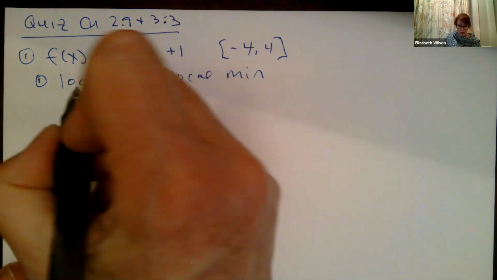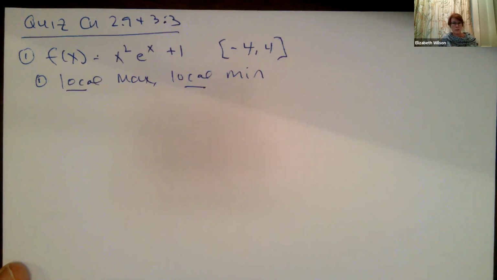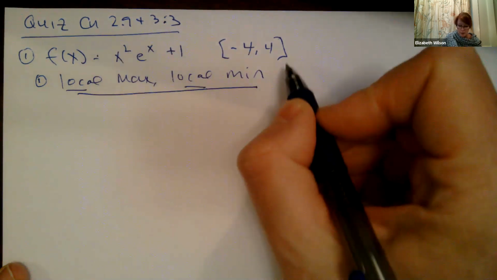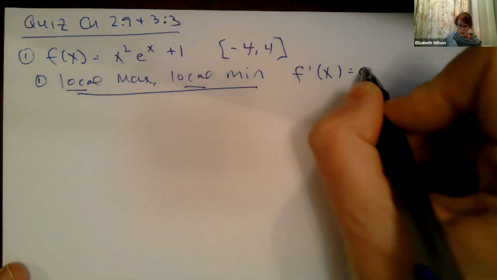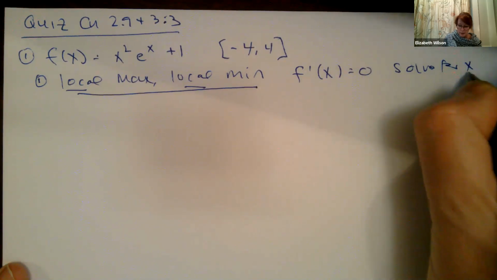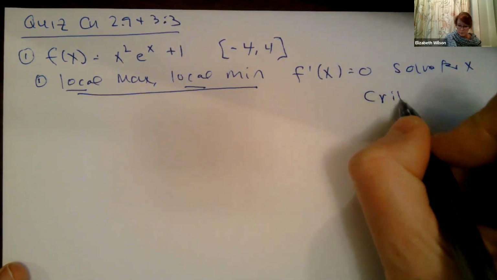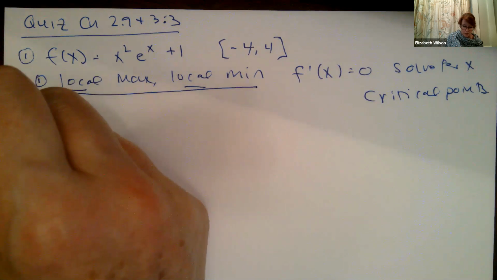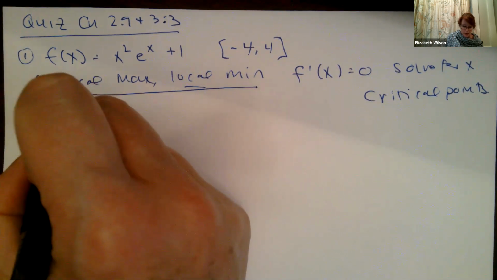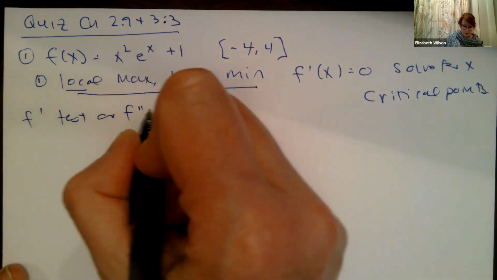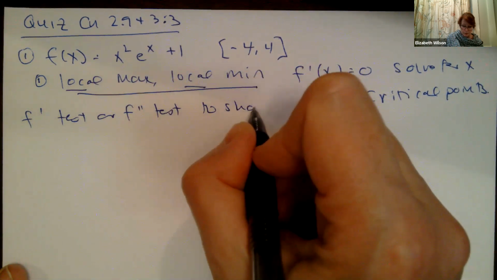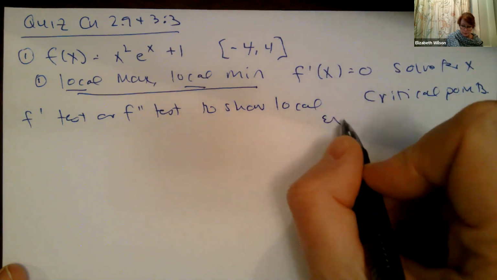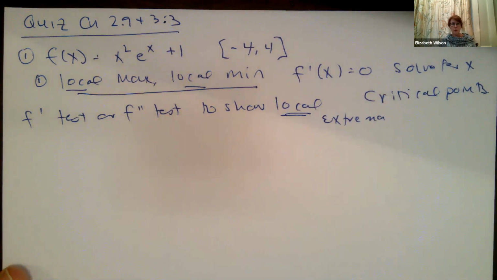For local max and local min, the process is going to be different than what I took for global max, global min. I take my first derivative, set it equal to 0, and solve for x. This gives me the critical points. On those critical points, I have to do a first derivative test or a second derivative test to show local extrema.